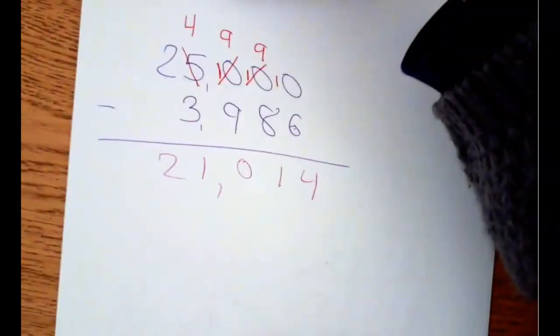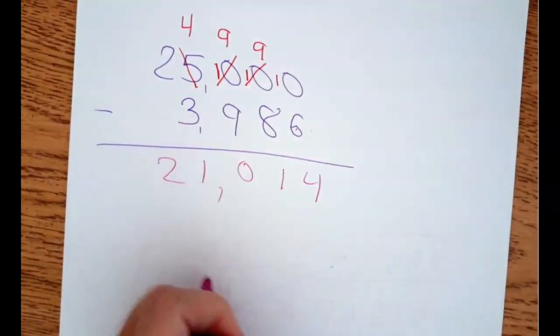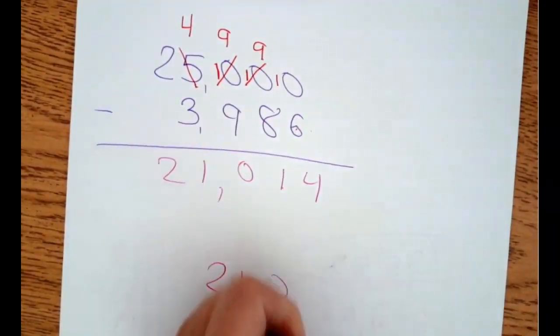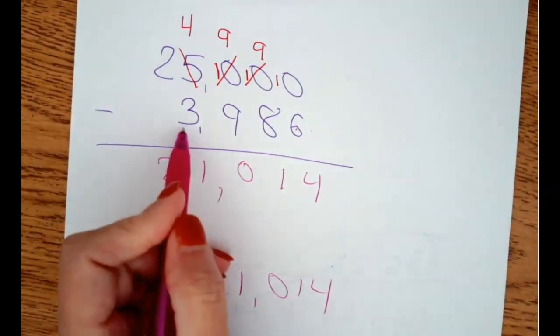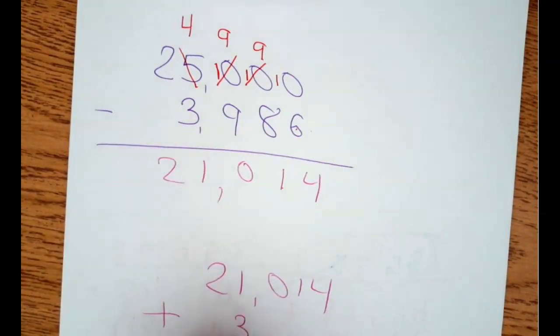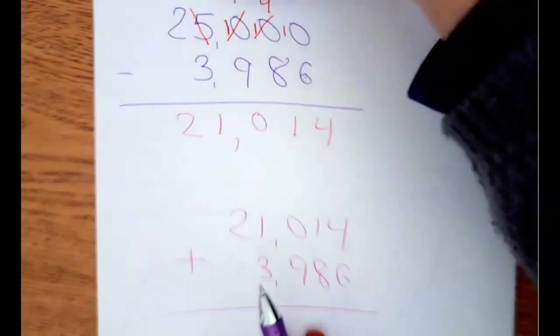Well, we know we need to prove it. So what I'm going to do is I'm going to take my answer of my subtraction problem. I'm going to do the opposite operation, and I'm going to add what we subtracted out. Let's see if it works. I hope it works, because you know what, guys? Sometimes I'm known to make a mistake.